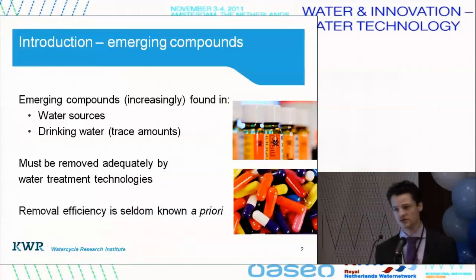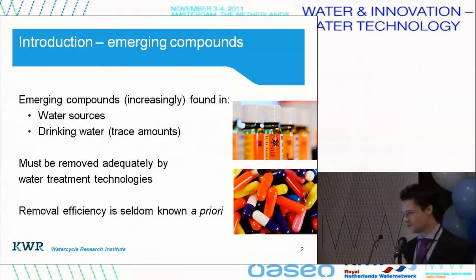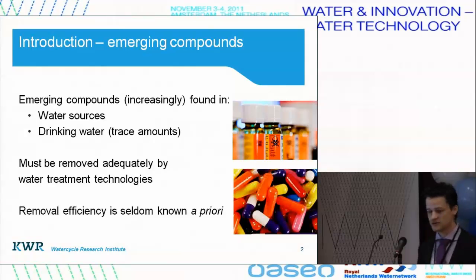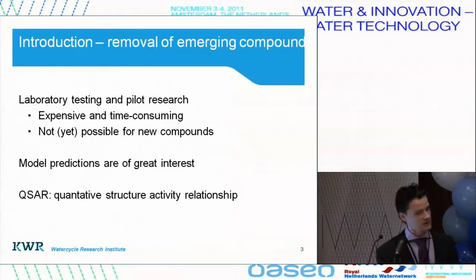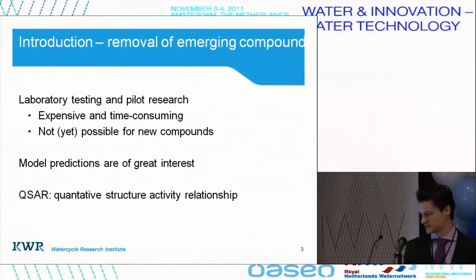So you all know the relevance of emerging compounds. That's why you're probably in this room. So you also know that we like to remove those compounds. But usually we do not know that from the start, because those compounds can be very different. The chemical structure is very different, so how they react to the different water treatment processes can be very different. So the removal rate can range from 1% to 100%.